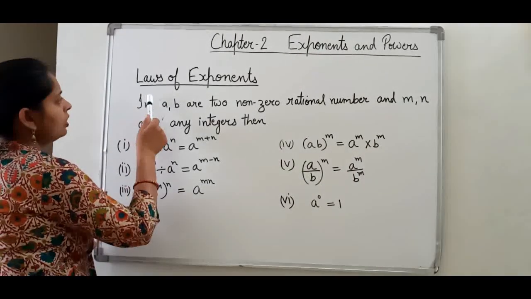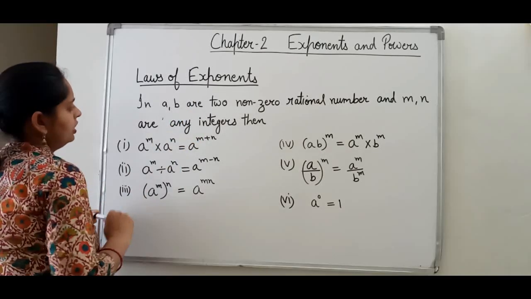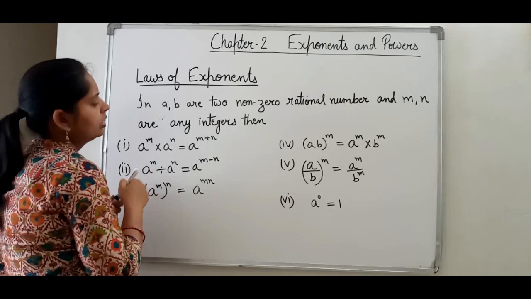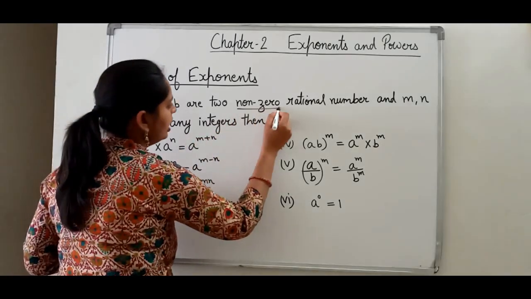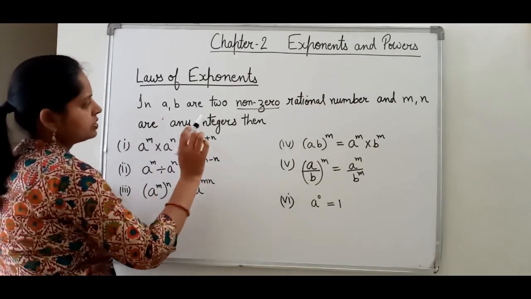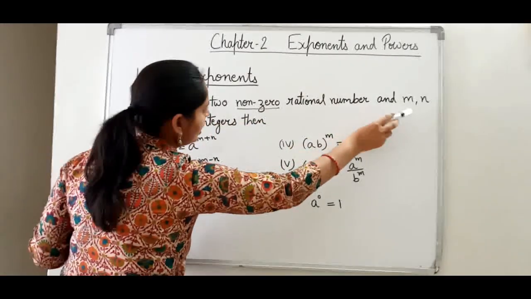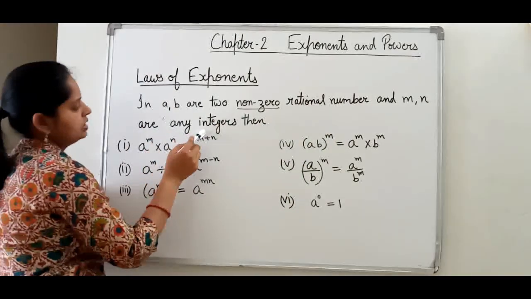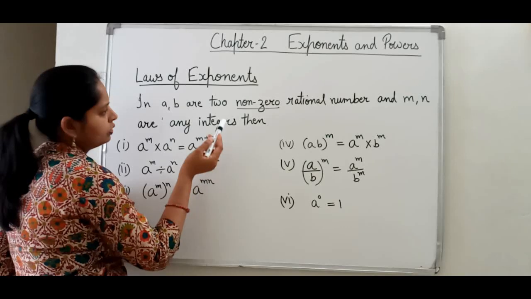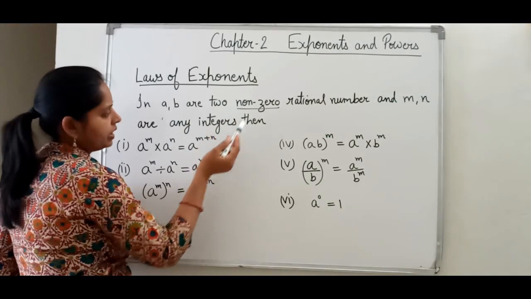Now comes the laws of exponents. What are the laws of exponents over here? See, if a and b are two non-zero rational numbers, it should be remembered that it means not a single one of them is zero. They both are non-zero rational numbers and m, n are any integers. Integers means they can be negative, or positive, or they can also hold the value 0, m and n.